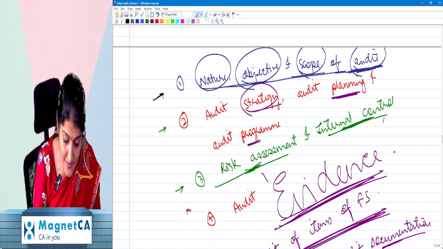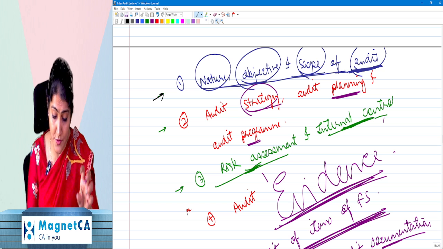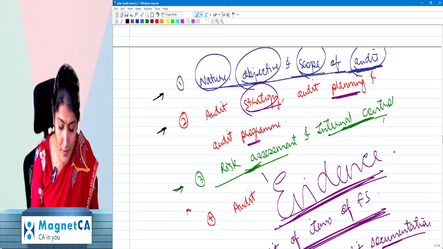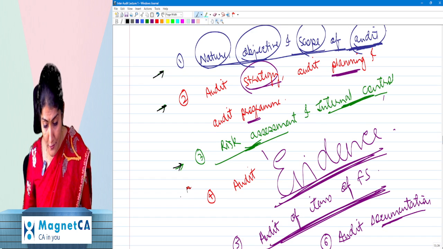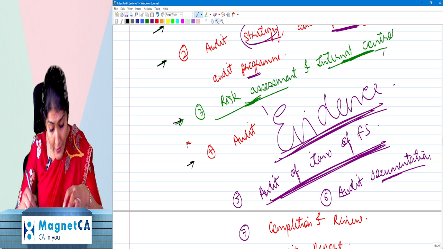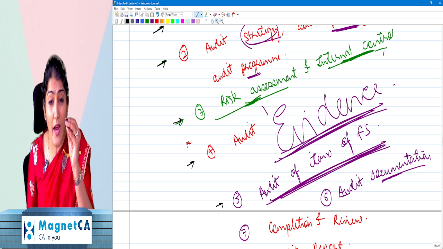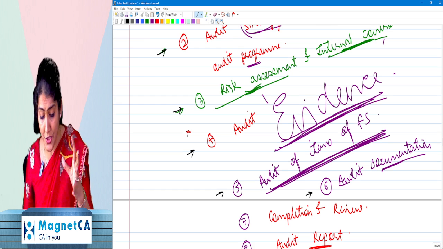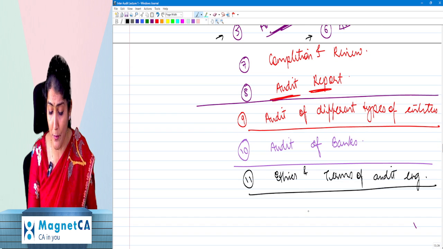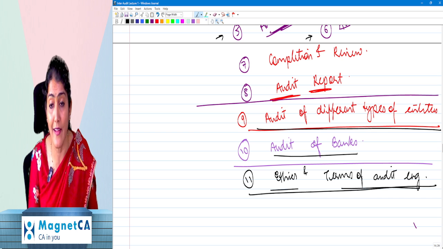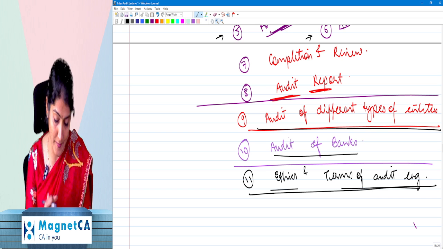Okay, first you understand what an audit is. Once you've understood that, you prepare your strategy, plan, program. Based on that, you do the risk assessment and understanding of internal control. Based on that, you obtain the evidence. Then you do the audit of each and every item of the financial statements. You maintain the documentation, completion review, audit report, then the audit of different types of entities, audit of banks, and ethics in terms of audit engagement.